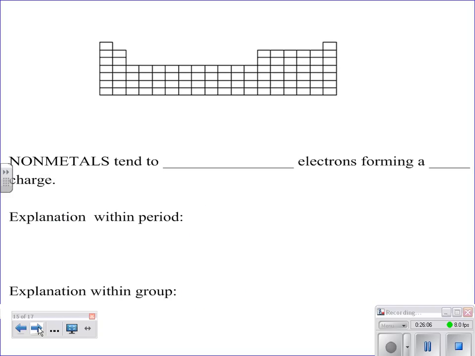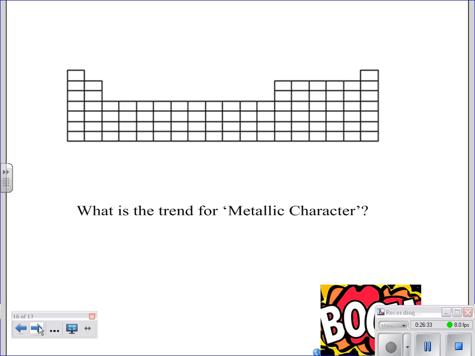And with nonmetals, those are the greedy guys, they tend to grab those electrons and form a negative charge. So where might you find a really good active nonmetal within a period? Would it be to the left or the right? The right. And within a group, would it be up or down? Up.